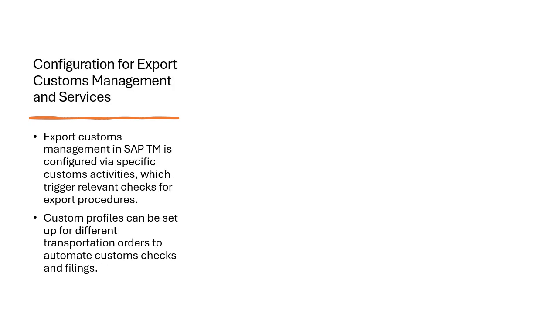And next is the configuration for export management and service. To configure export customs in SAP TM and SAP GTS, businesses must set up profiles for customs relevance checks against customs orders, and also integrate partner functions between SAP TM and GTS for seamless customs processing.